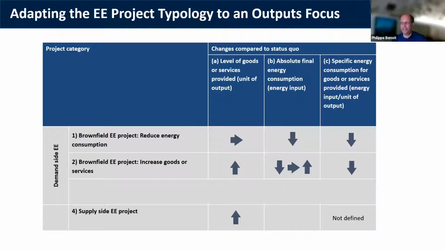In terms of column B, the absolute final energy consumption, in some cases it could go down, in some cases it might stay the same, or in some cases it might even go up. But having said that, in all cases, consistent with the first brownfield type of project, you would have a reduction in energy consumption per unit. But it was this second project type that made us realize there's a lack of methodology and emphasis in terms of the World Bank's approach and actually the approach of other multilateral development banks.